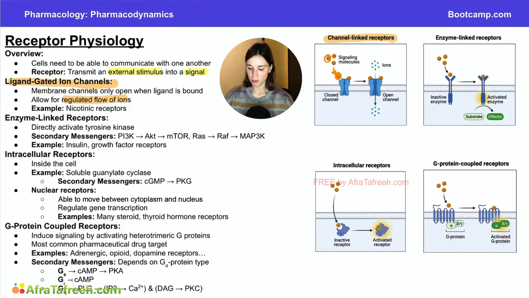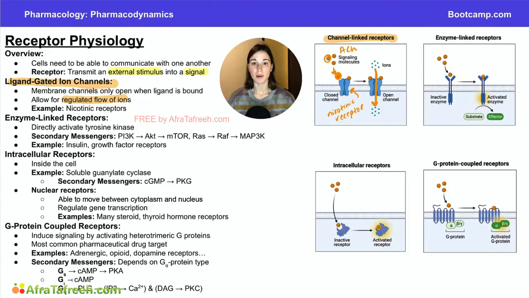For example, when two molecules of acetylcholine bind to a nicotinic receptor, the nicotinic receptor channel opens and allows the flow of positive ions into the cell. This process is important for skeletal muscle contraction. If these channels weren't gated and were just open all the time, then our skeletal muscles would be contracting all the time, which would be bad. So being able to regulate these channels with a ligand is really important.